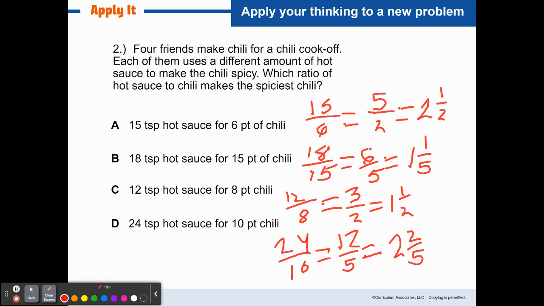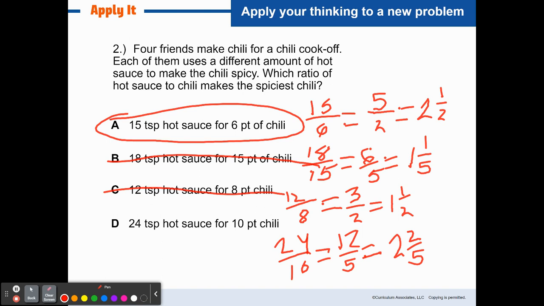Well, we know B and C are out, right? They are 1 and something. So now we're looking between A and D. 2.5. 2 and 2 fifths. Well, half of 5 would be 2.5, right? So it's just under half. Whereas this one is half. So A is our spiciest chili, with the most hot sauce.